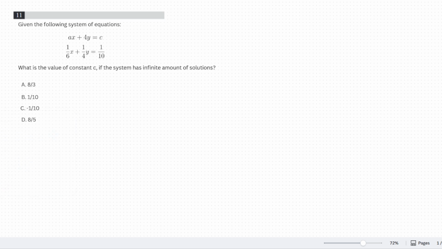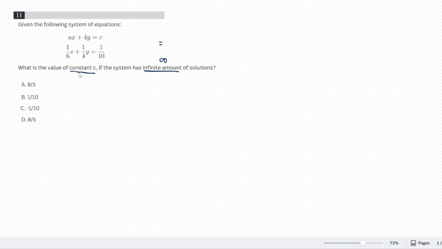So given the following system of equations, ax plus 4y equals c and 16x plus 1/4 y equals 1/10, what is the value of constant c if the system has an infinite amount of solutions? So first thing we have to know is what does it mean if a system has an infinite amount of solutions? Well, in this case, it's going to mean that our equations are going to be equal to each other.